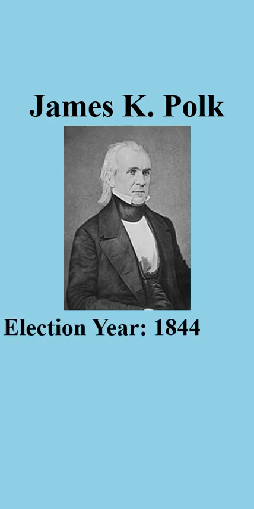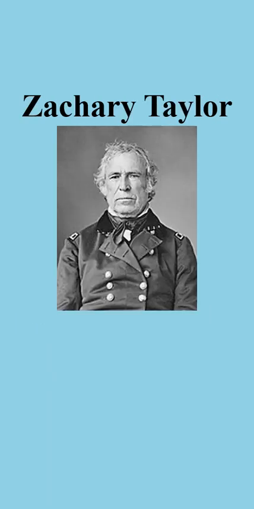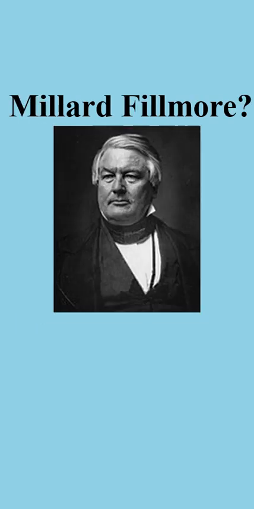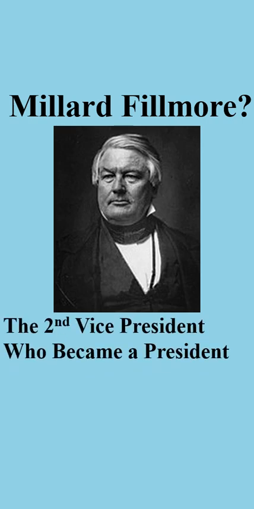James K. Polk won the election that took place in 1844, and he won with 170 votes. Zachary Taylor won the election of 1848 with 163 votes. Then Millard Fillmore. He was the second vice president who became a president following the death of Zachary Taylor in 1850.